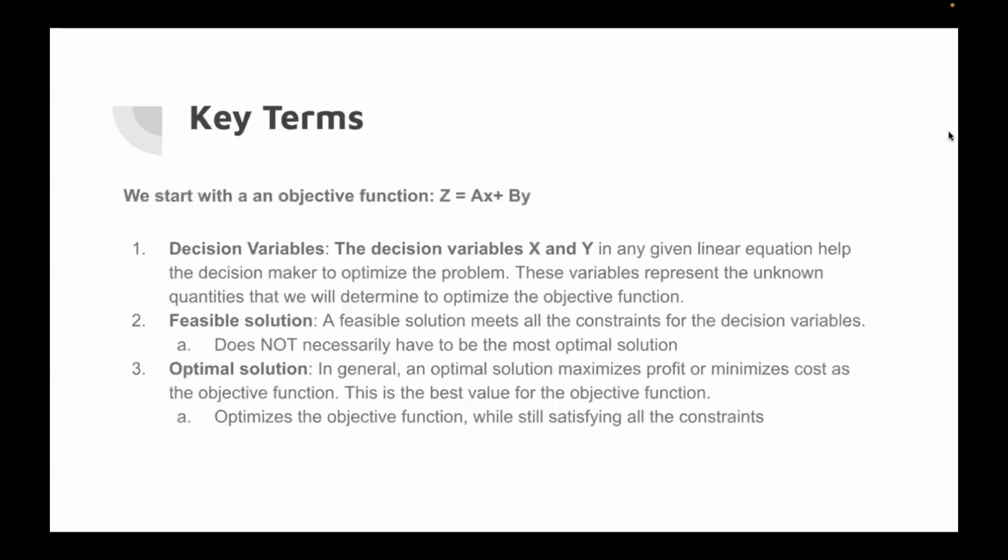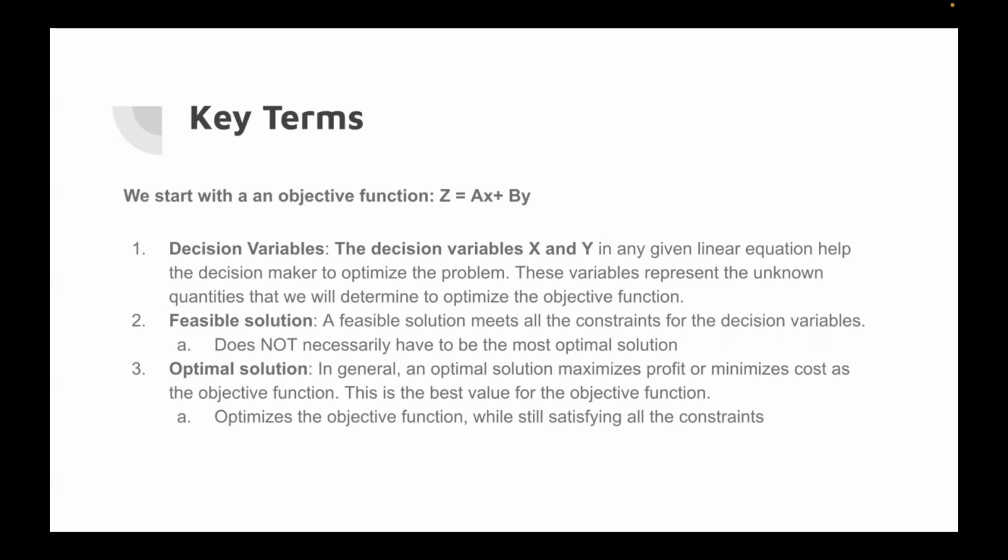So before we go into actually solving these problems, we need to know about the key terms. In most problems, we start with an objective function. This is like z equals ax plus by, where z can be something like profit, which we're trying to optimize. Then we have the decision variables, which are x and y. These variables represent the unknown quantities that we will determine to optimize the objective function. So if z equals profit, x can equal things like product or labor, and y can also equal product or labor.